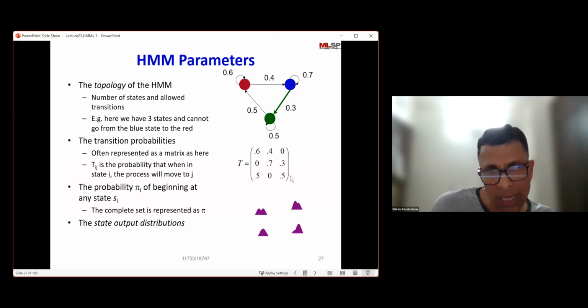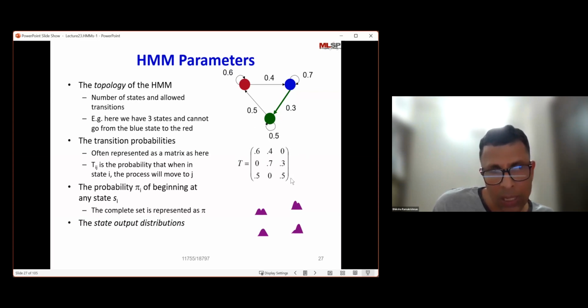Then you have transition probabilities. So for example, from the red state, with a probability of 0.6, you can remain in the red state. With a probability of 0.4, you can go to the blue state, and there's 0 probability that you're going to be able to go to the green state. Similarly, from the blue state, there's 0 probability of going to the red state. There's 0.7 probability of going back to the blue state, and 0.3 of ending up at the green state. And this third row defines the probabilities for the third state. So this matrix of probabilities specifies all the transition probabilities in the Markov chain.